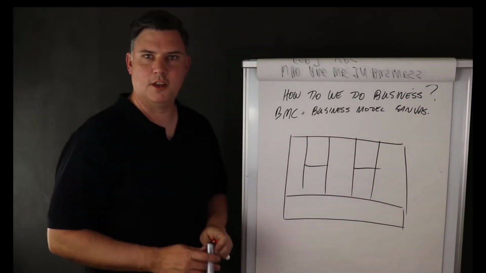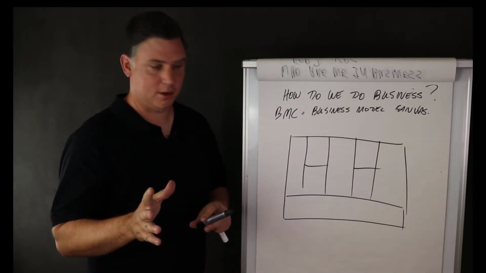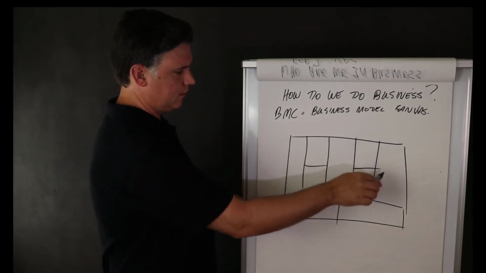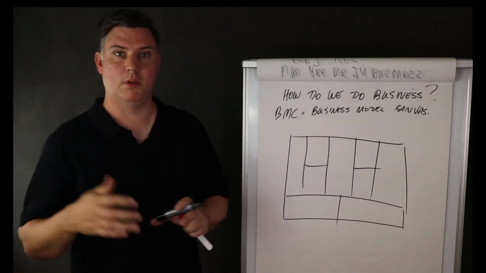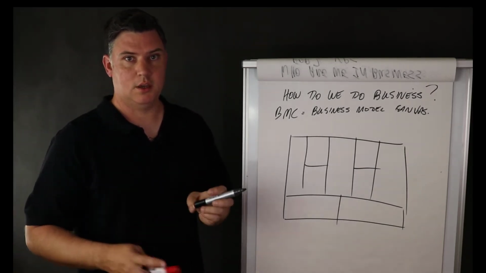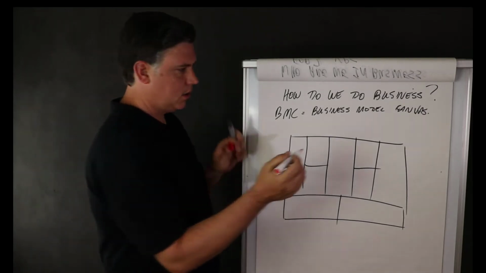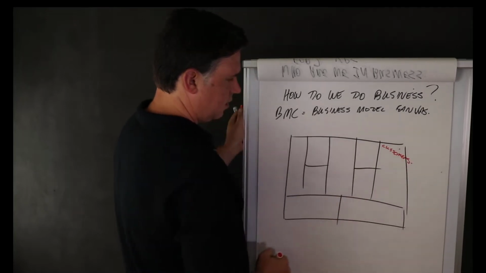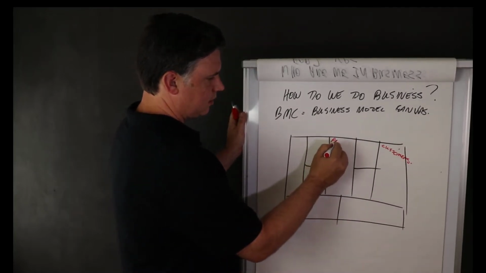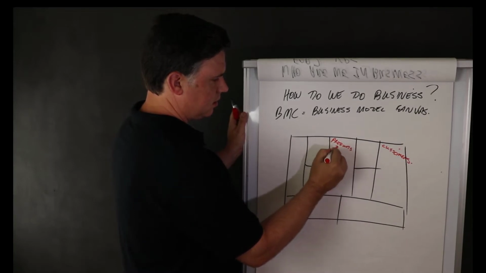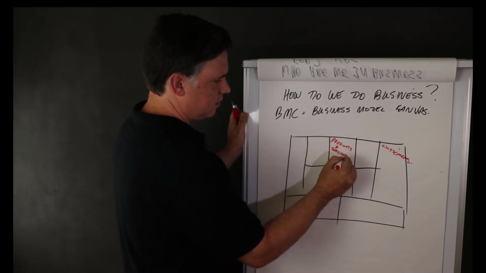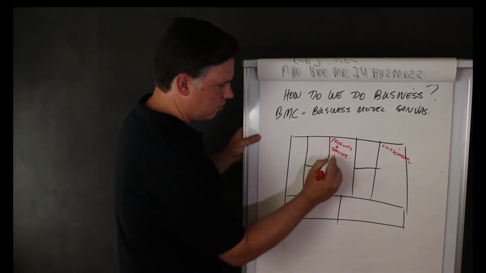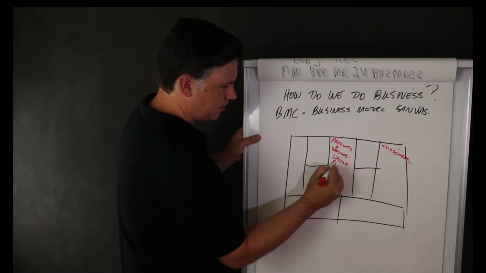There it is. 9 blocks, right? 1, 2, 3, 4, 5, 6, 7, 8, 9 different blocks. Building blocks of your business, basically. So we've already talked about our customers, right? We've also talked about our products and services. The business model canvas actually calls those value propositions.